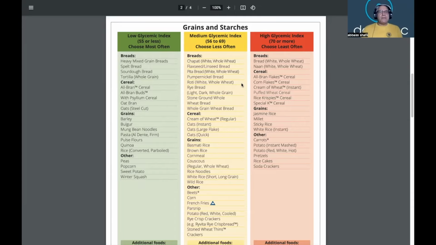Among other cereal, for example, steel cut oat, if you make it at home, is very, very low. But if you eat a packaged oatmeal or Cheerios, it is very, very high. Among other grains, barley, bulgur, which is very commonly consumed in Africa and the Middle East, and mung beans are all kind of low index. And as Rob mentioned, pasta and rice again depend on how much you cook it.